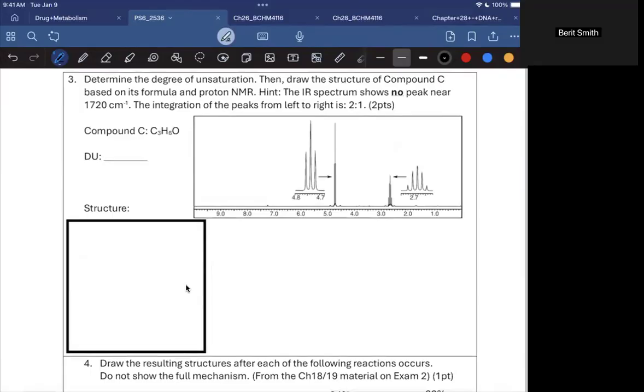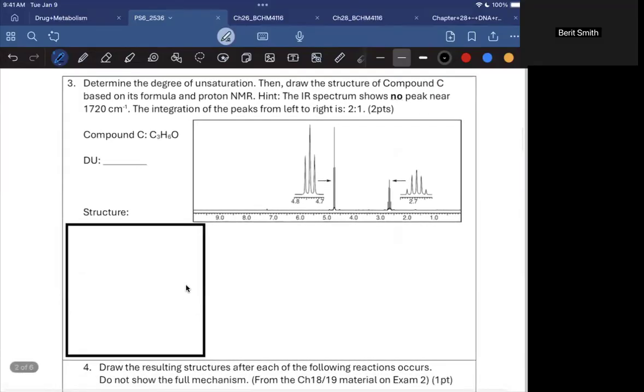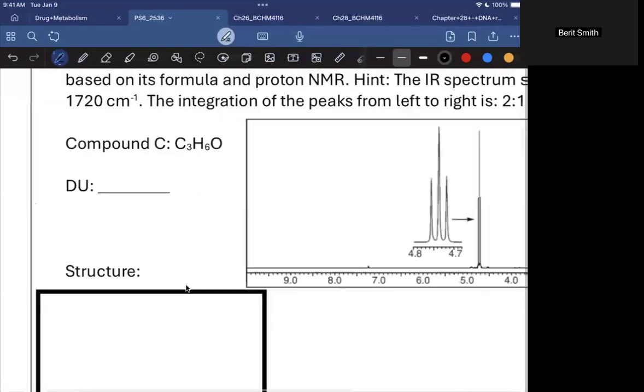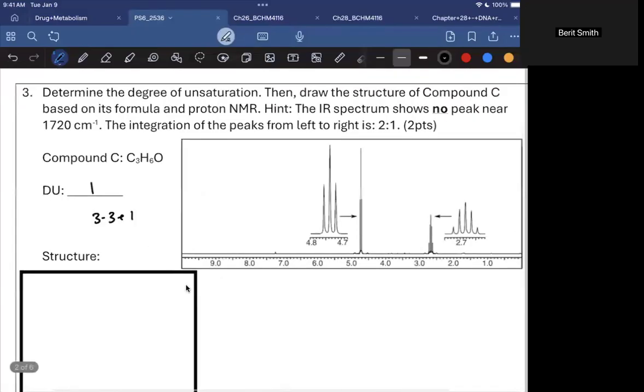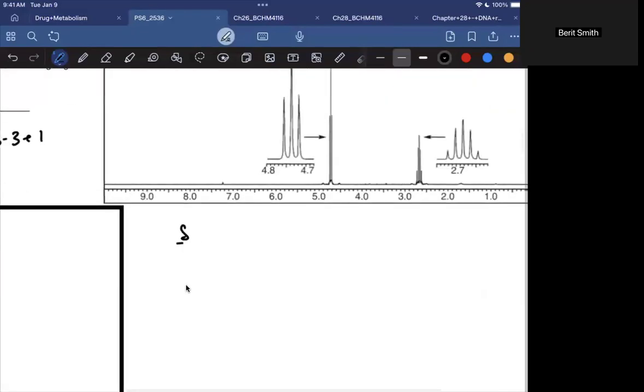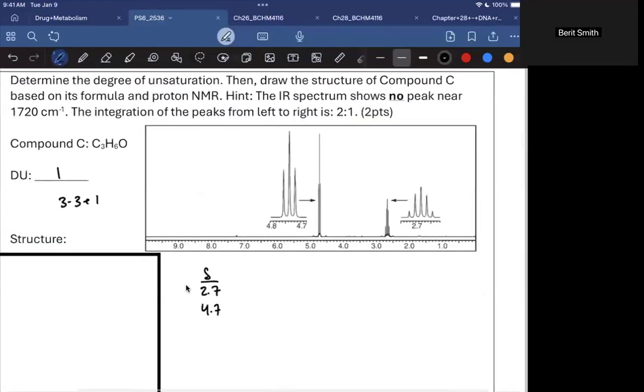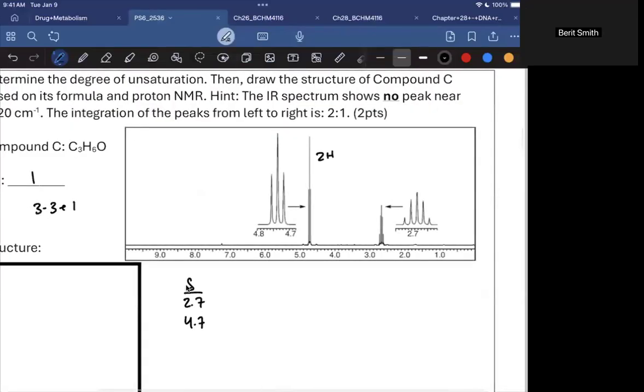And then this one, again, same idea. I'm going to go ahead and calculate the DU. So 3 minus 3 plus 1 is going to give us 1. And then I'll make my integration table. And this is 2 to 1.